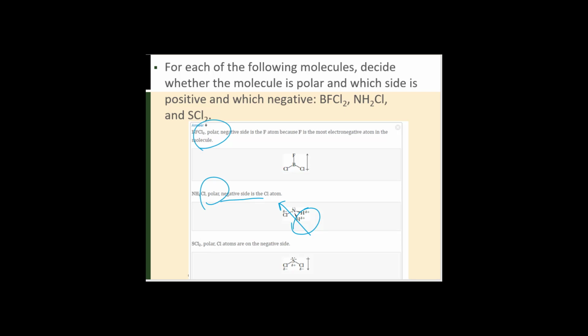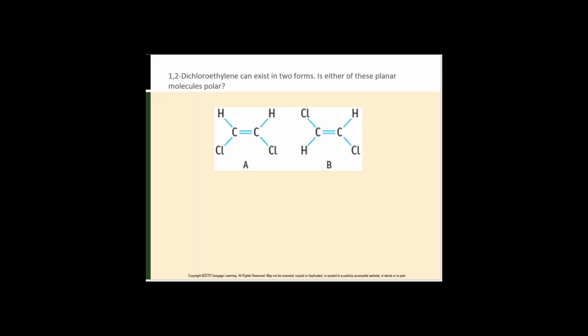And SCl2 is also polar. The chlorine atoms are on the negative side, so we can see that our arrow's going down in between those chlorine atoms.